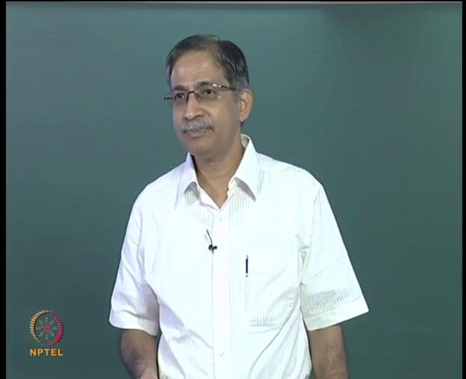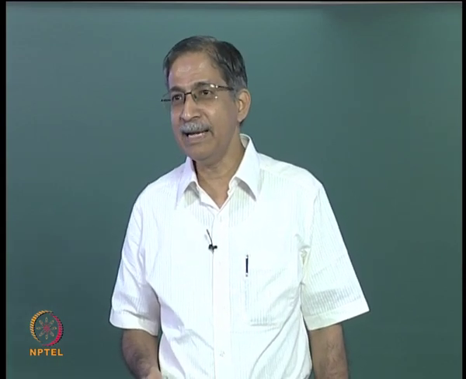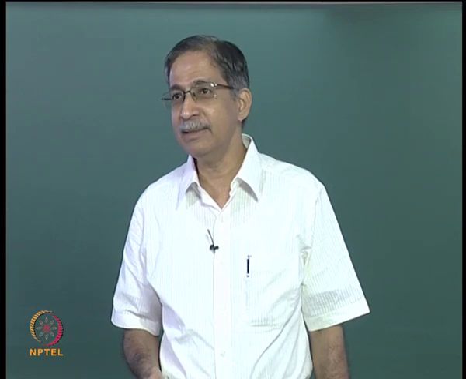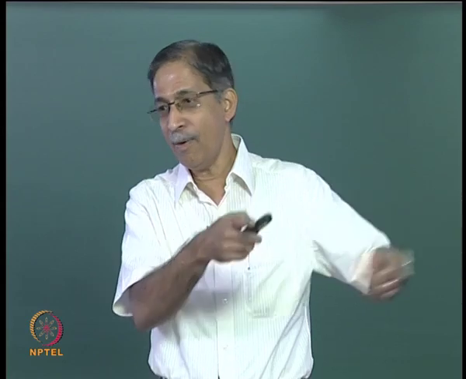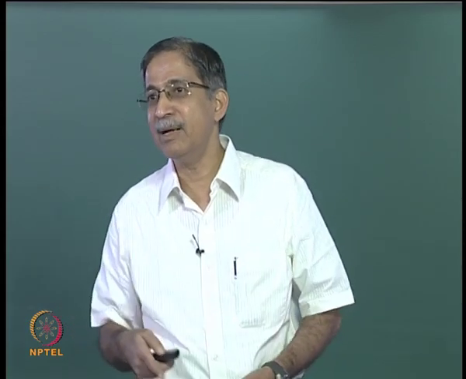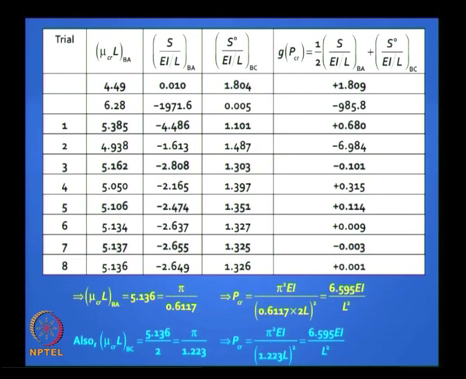Okay, so now you plug in those values and pull out your P critical. You can use it either for element AB or for element BC, you will get the same answer, right? And the answer is 6.595 EI by L squared, which gives you an effective length factor KE of 0.6117, which lies between 0.5 and 0.699. Got it? That is it.